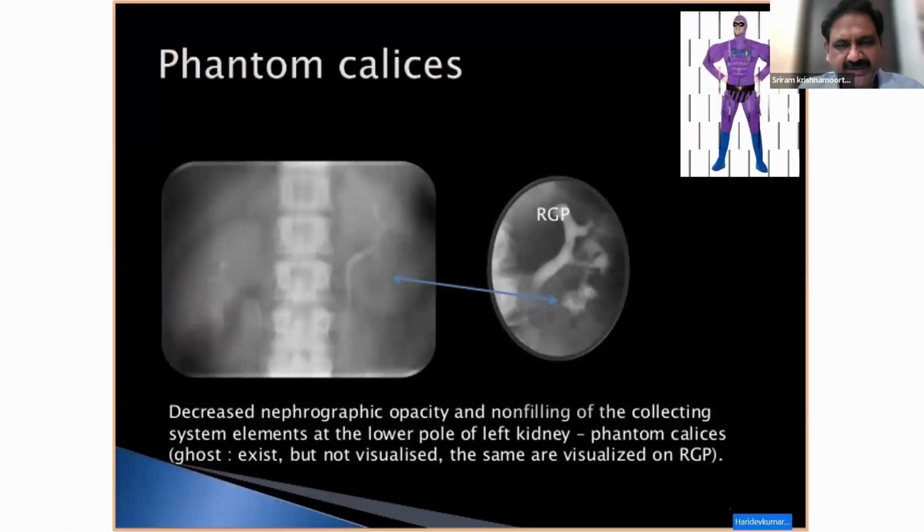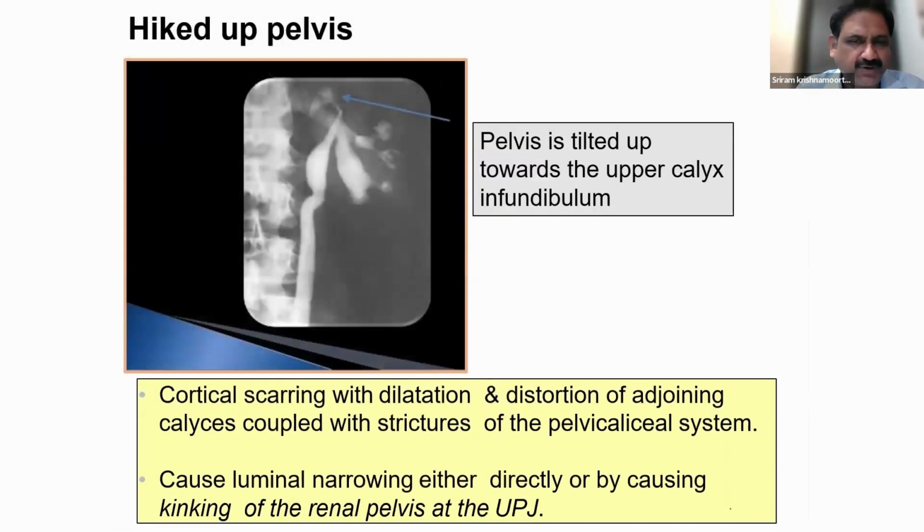In the phantom calyx, sometimes the calyx infundibulum gets cut off because of severe infundibular fibrosis. That calyx gets cut off, and the obliterative endarteritis will not allow the contrast to opacify the calyx. So the calyx will appear non-existent. That is also a phantom calyx. Next slide, please.